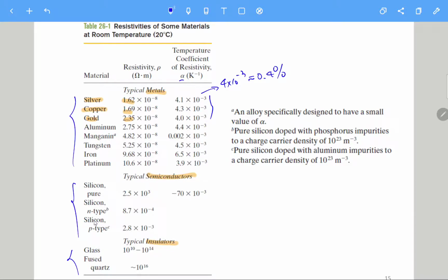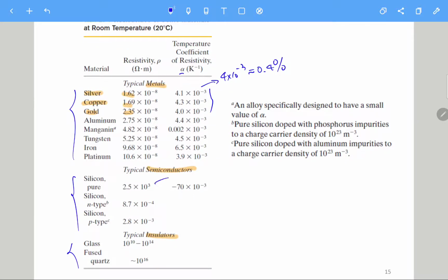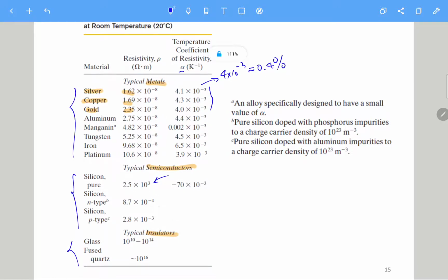So here we can see the semiconductor. We have 3 items. The first one is pure silicon, and the second and third are the N-type silicon and the P-type silicon. You can see here, the pure silicon has a very large resistivity compared with this one and this one, even though these two are 10 to the minus 4, 10 to the minus 3, which is even 10,000 times larger than the conductor.